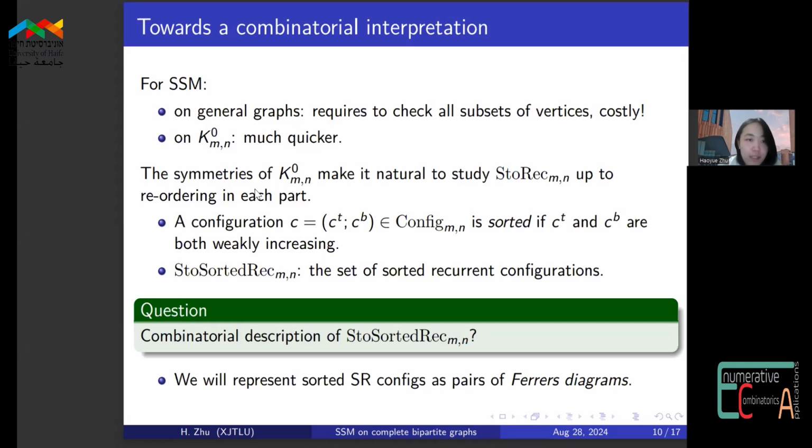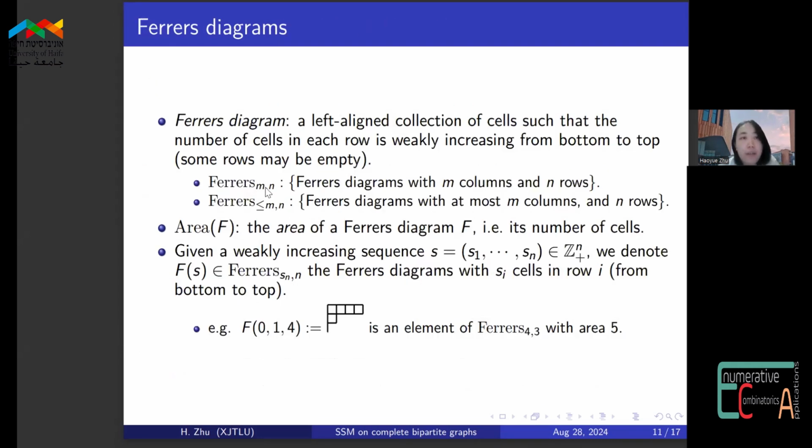For our study, the first step is to try to sort both the bottom and the top configurations in weakly increasing order. And then we use SortedRec to denote the set of all the sorted recurrent configurations. But here we have one question. How about the combinatorial description of the stochastic sorted recurrent configurations? Here we can try to use the Ferrers diagrams to represent them. So let's go to the Ferrers diagrams.